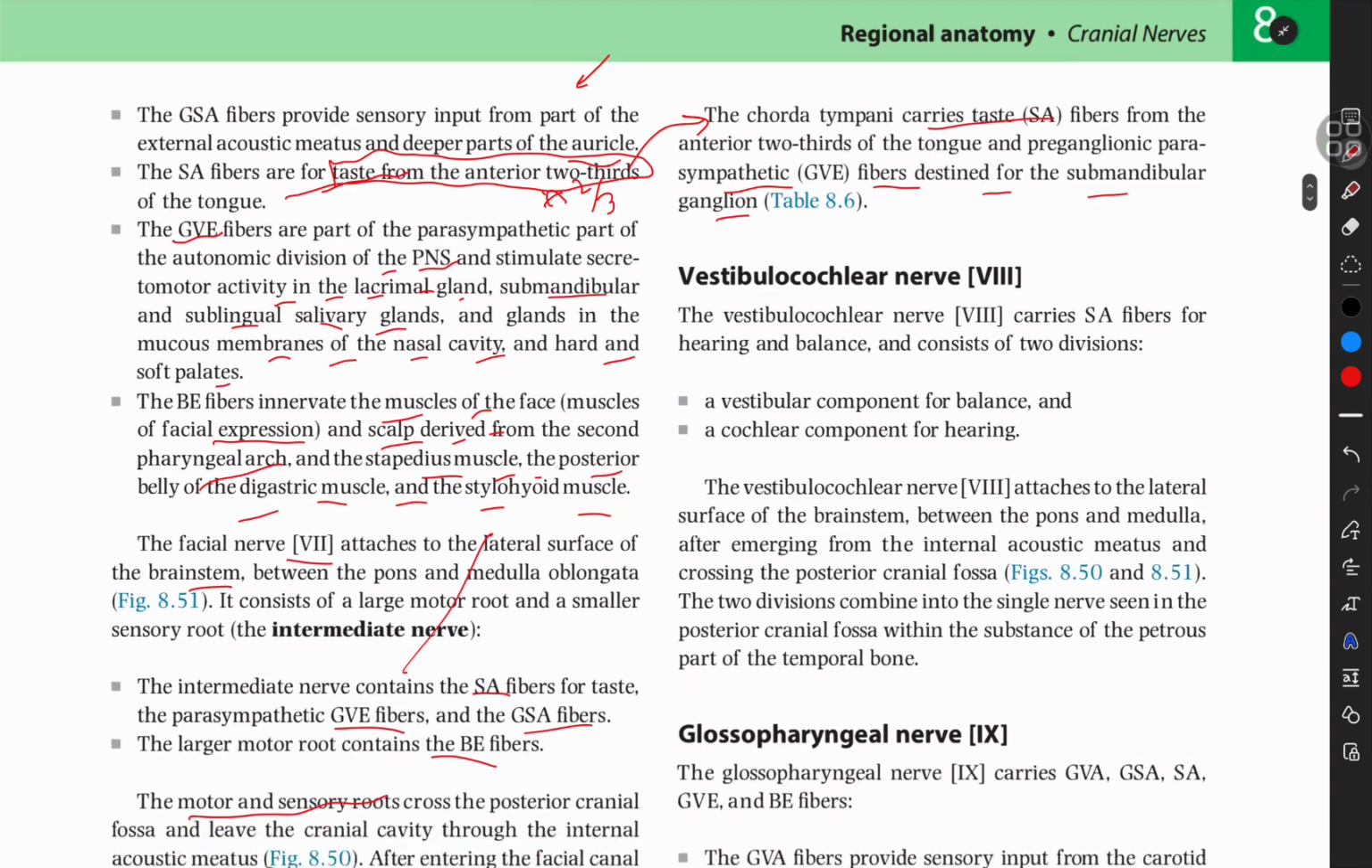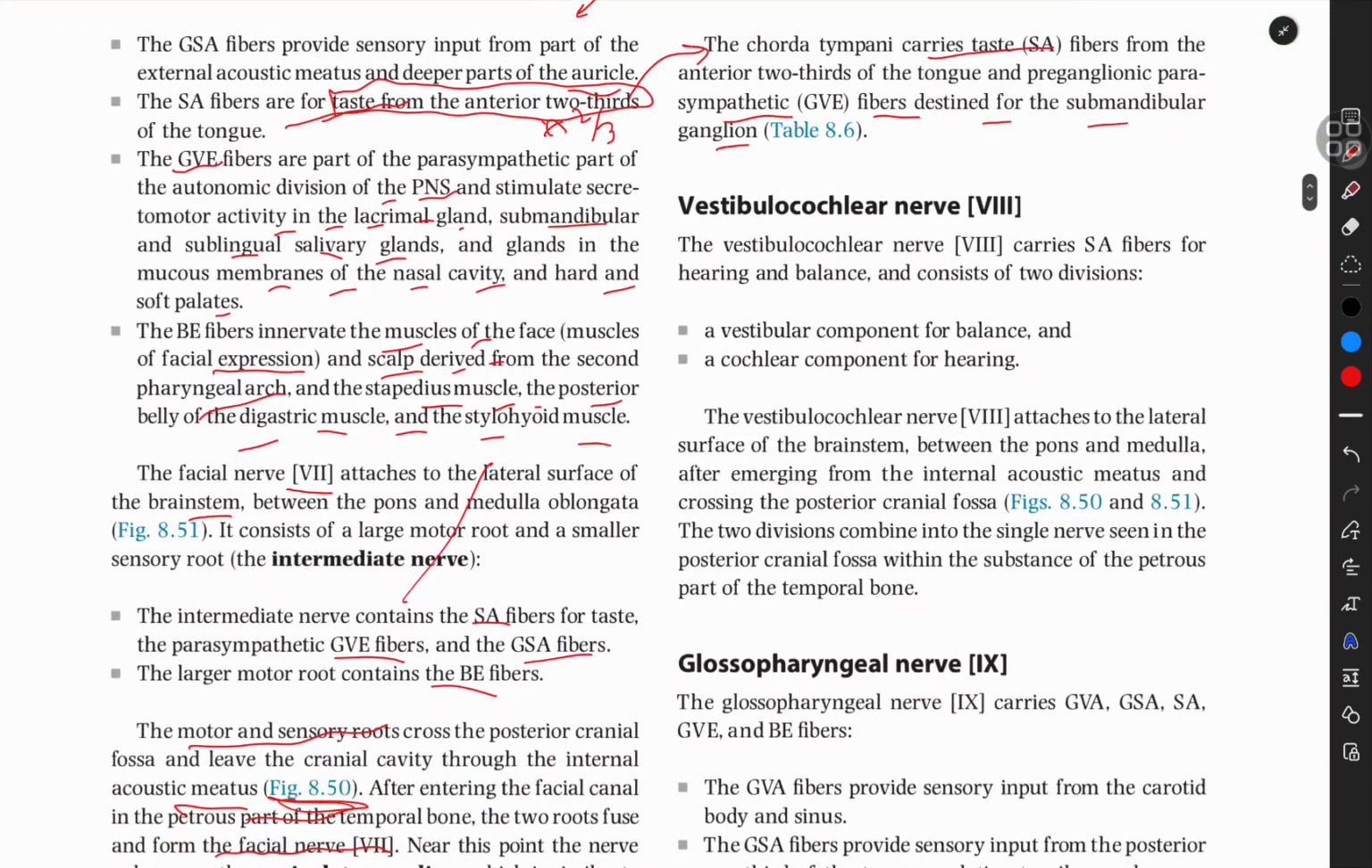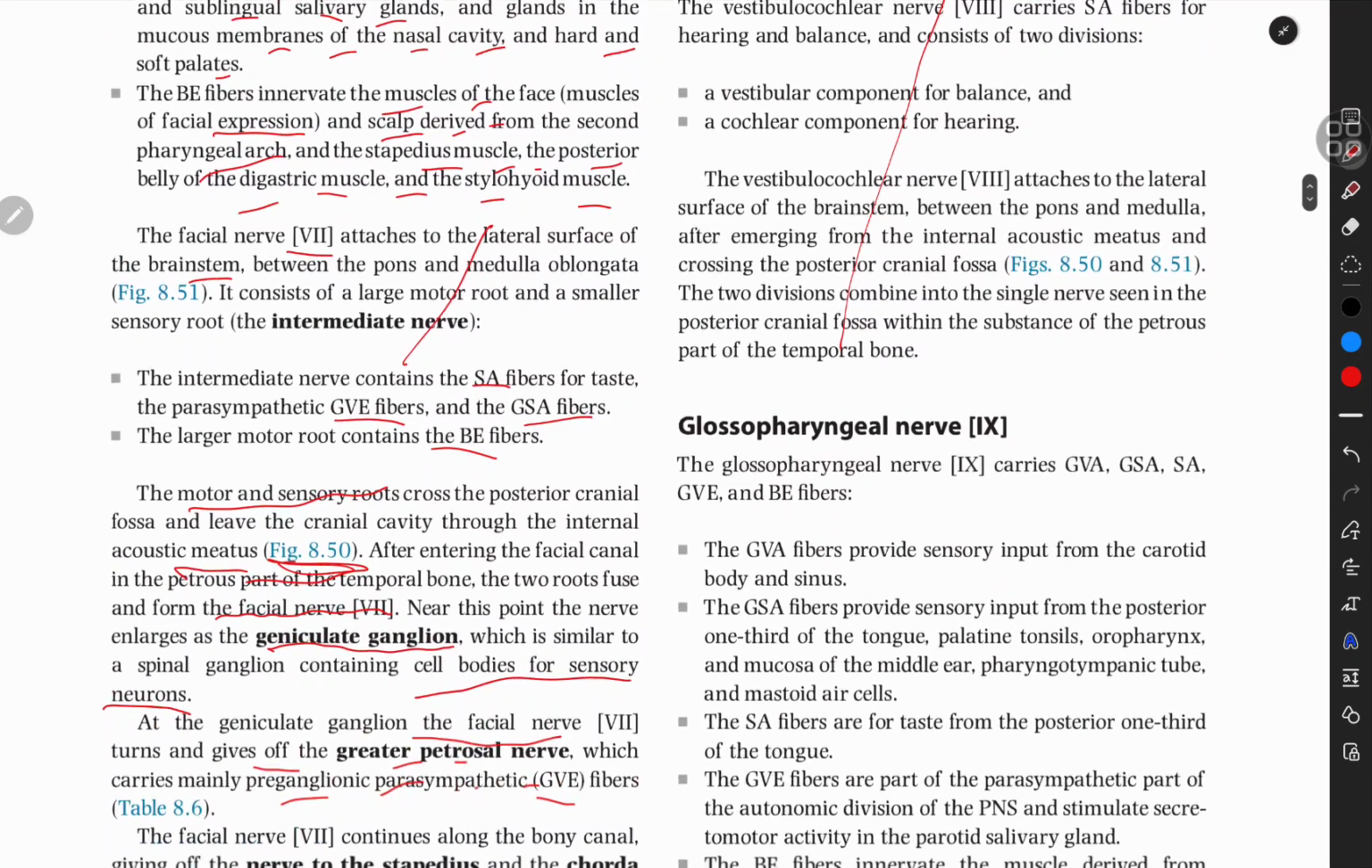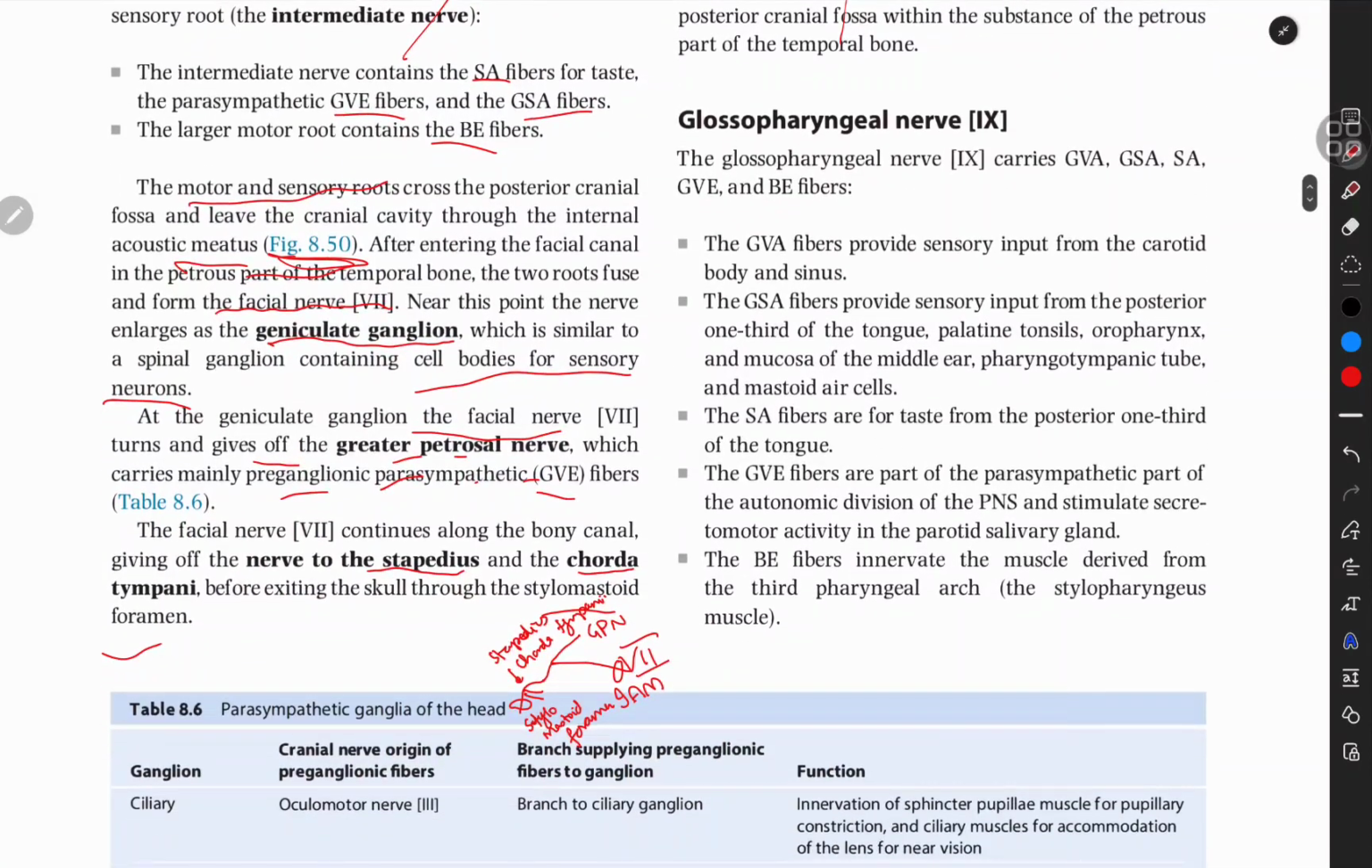Vestibulocochlear nerve. The vestibulocochlear nerve carries special afferent fibers for hearing and balance. Vestibulocochlear is not included here. Glossopharyngeal nerve carries general somatic afferent, special afferent, general visceral afferent, and branchial afferent and efferent fibers.